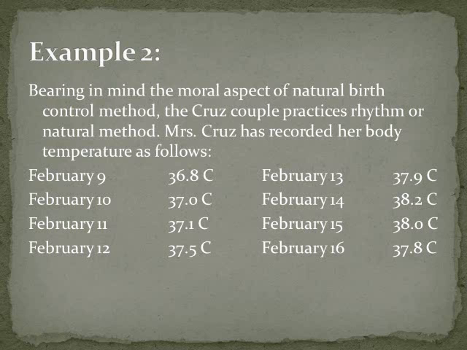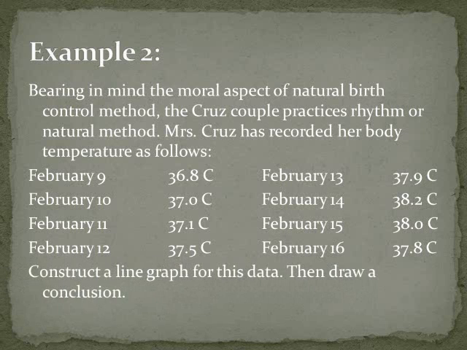February 13, 37.9 degrees Celsius. February 14, 38.2 degrees Celsius. February 15, 38 degrees Celsius. And February 16, 37.8 Celsius. Construct a line graph for this data, then let's draw a conclusion.